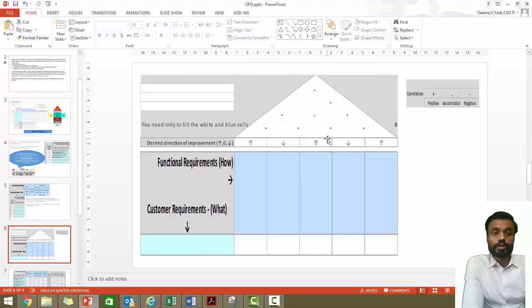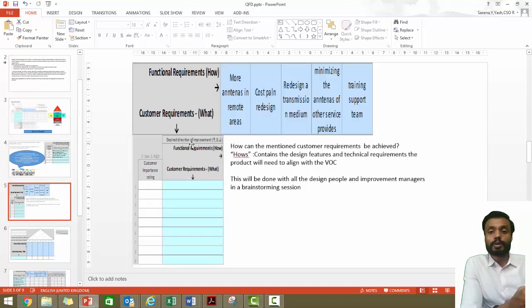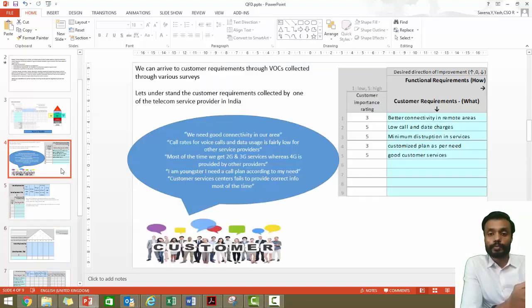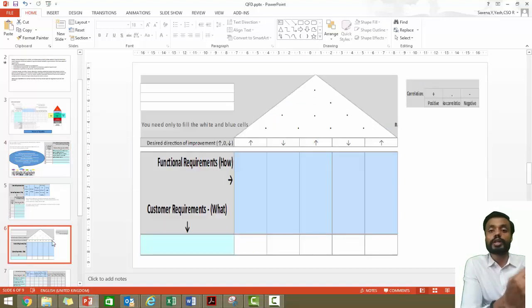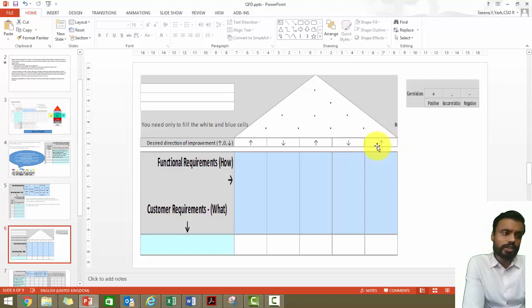The other one was minimizing the antennas of other service providers. So this activity should be more. More initiatives should be done to minimize the number of antennas, so you could put it up, or put it as a low. Training the customer support team, more training is required, more is better, so you put it as an up arrow over here. Once this is done, you will fill in the relationship matrix.